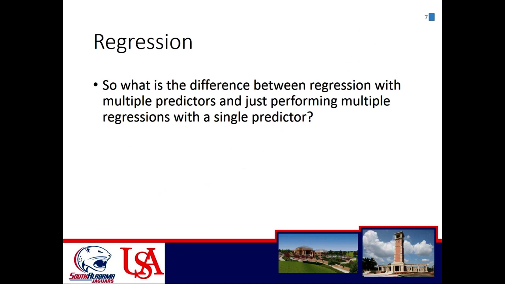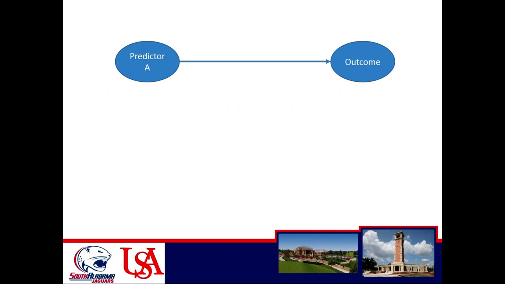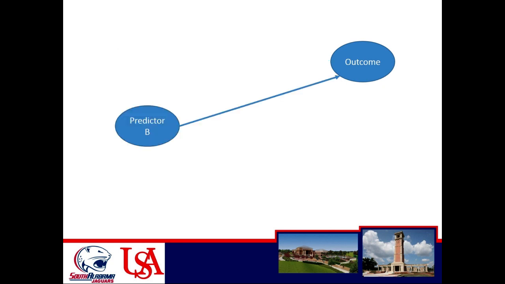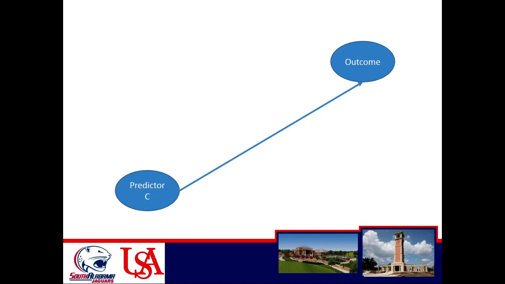You might be asking yourself, what's the difference between regression with multiple predictors and just performing multiple regressions with a single predictor? The first obvious answer is if you're doing multiple regressions, each with a single predictor, it'll just give you the beta naught and the beta 1 independently. So this one could give you a beta naught and a beta 1. This one could give you a beta naught and a beta 1. And this one could also give you a beta naught and a beta 1.